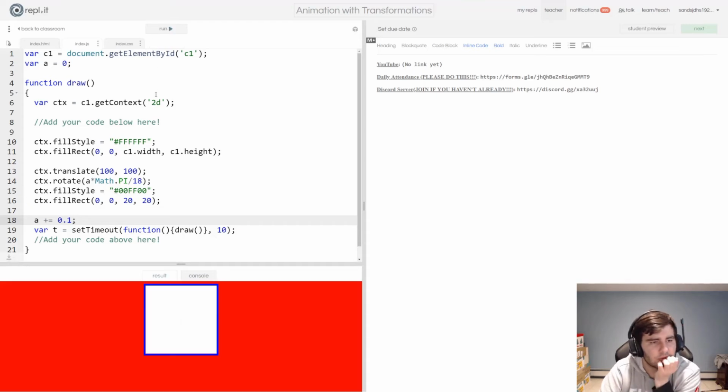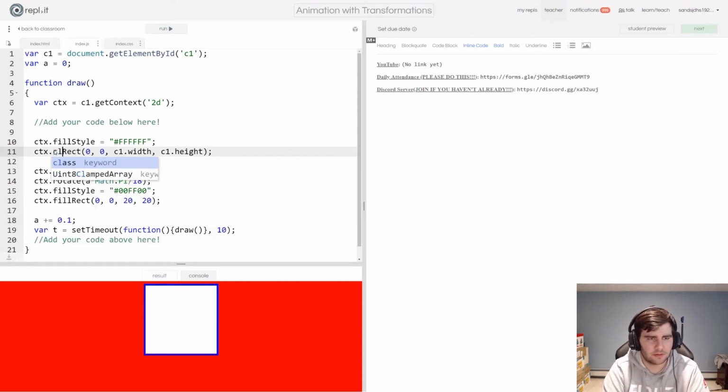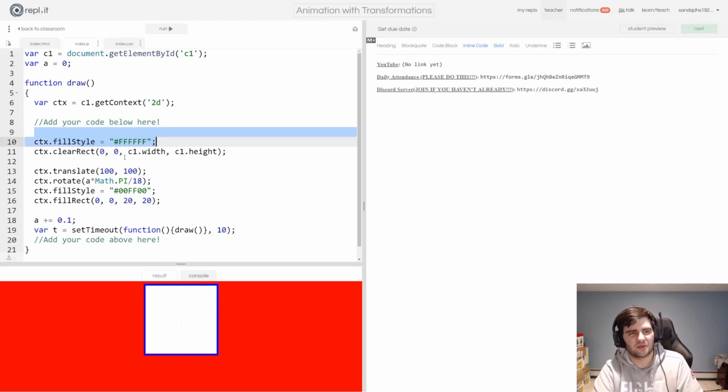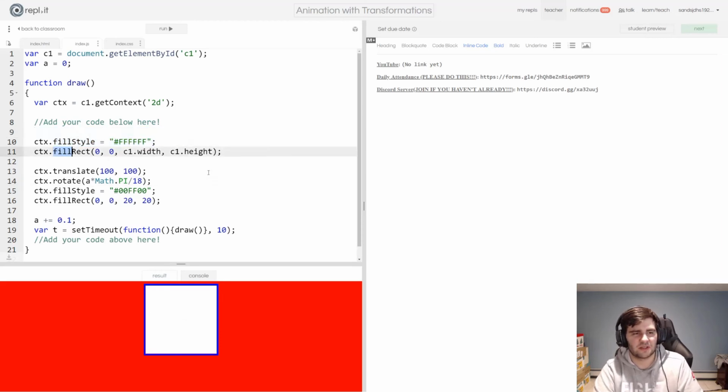It's drawn briefly. What's the problem? Here, why don't we change this to a clear rect? And why don't I just get rid of that? I know what the problem is. Okay, never mind. Mr. Sands is being silly. I don't even need to do that.